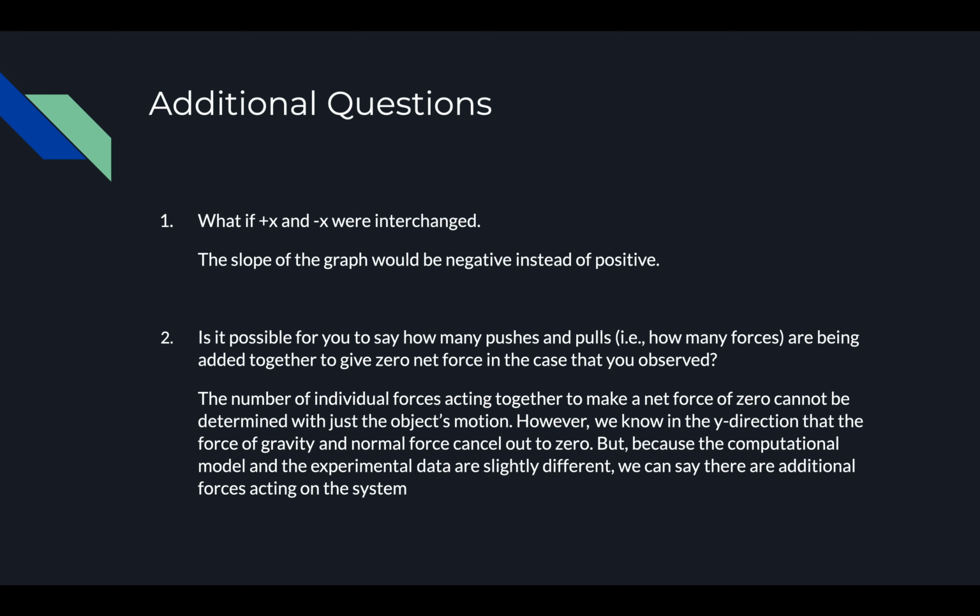Is it possible for you to say how many pushes and pulls, i.e. how many forces, are being added together to give a net force of 0 in the case that you observed? So the number of individual forces acting together to make a net force of 0 cannot be determined with just the object's motion. However, we do know that in the y direction, the force of gravity and normal force cancel out to 0. But because the computational data and the experimental data are slightly different, we can say that there are additional forces acting on the system.